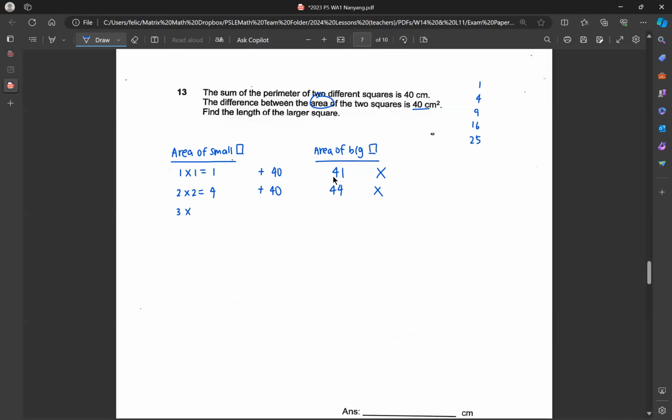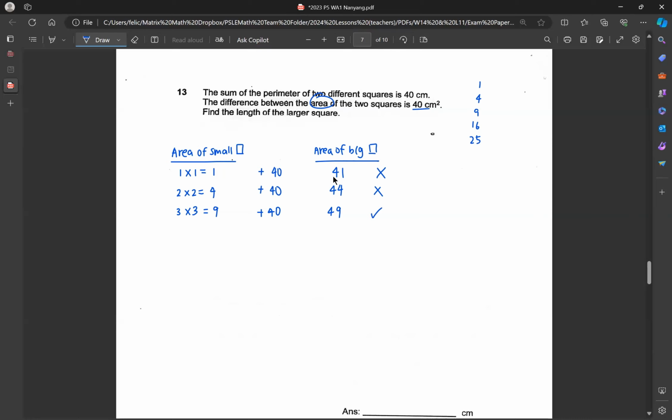So 3 times 3. 3 cm side of the small square. So a 3 cm side would give us an area of 9. Now I plus 40 to get the big square area. So 9 plus 40, 49. So is 49 a square number? All right, so thank goodness 49 is actually a square number, yeah? So this will be possible. Definitely this. Okay, we will consider this.